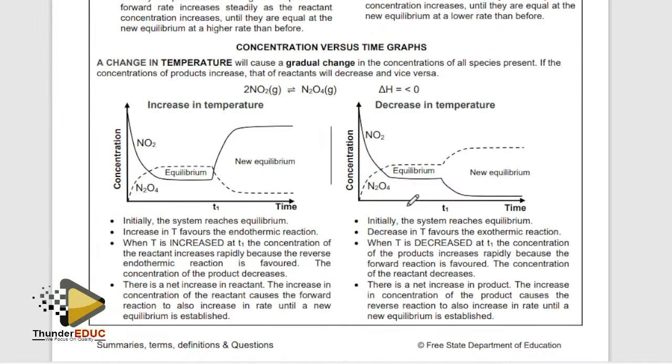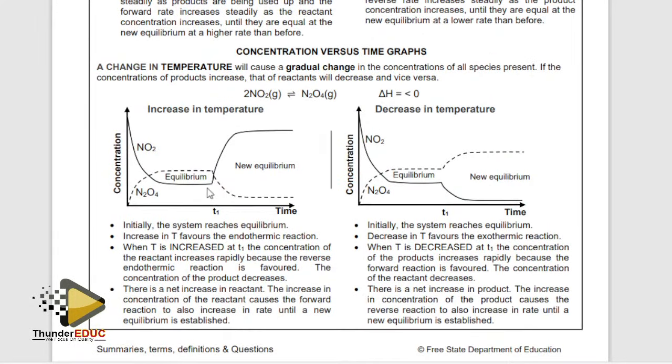So check how temperature affects. Just check how the shape of the graph looks. It is not sharp. It's not straight.